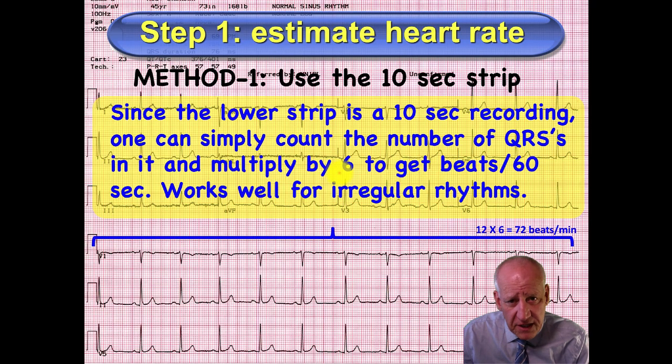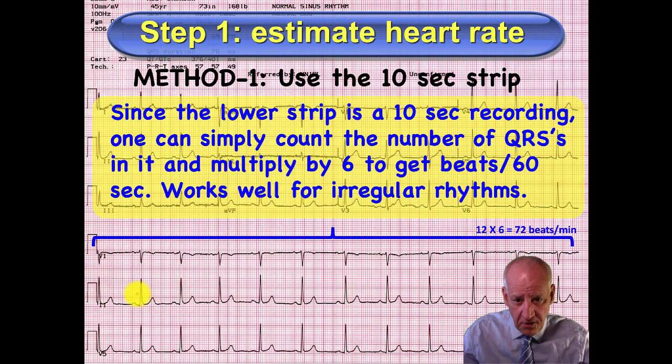And there's a fairly simple way to estimate heart rate on the standard EKG. Recall that the bottom 3 tracings represent a 10-second record. So since this is a 10-second recording, you can simply count the number of QRSs within this recording and then multiply that by 6 to get the beats per 60 seconds or beats per minute.